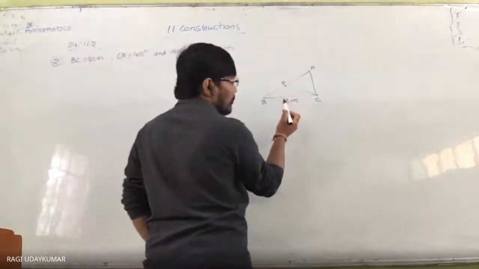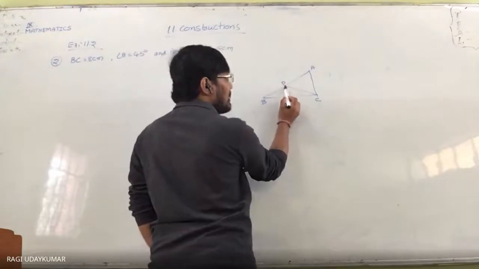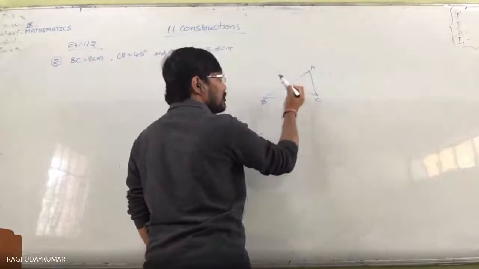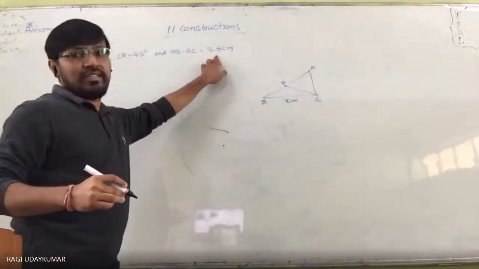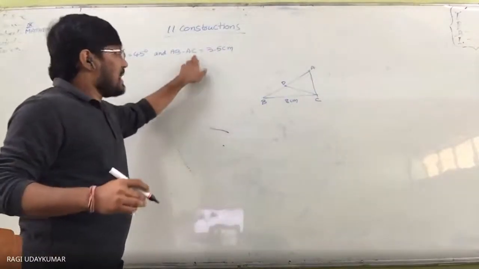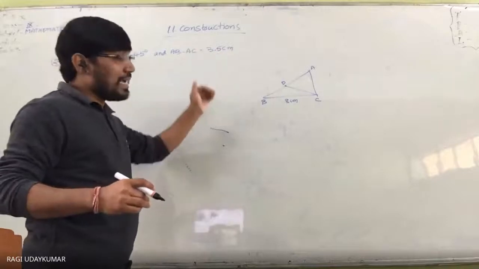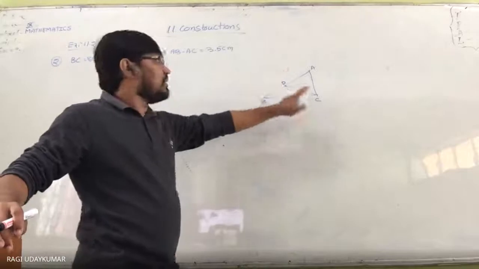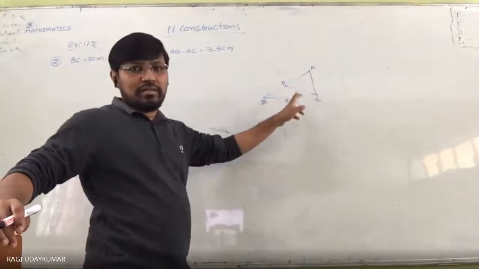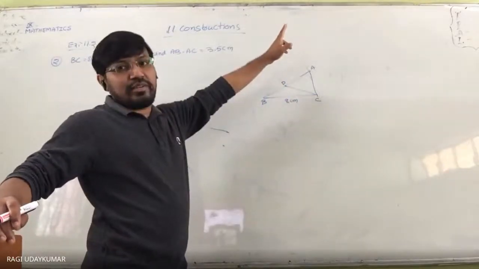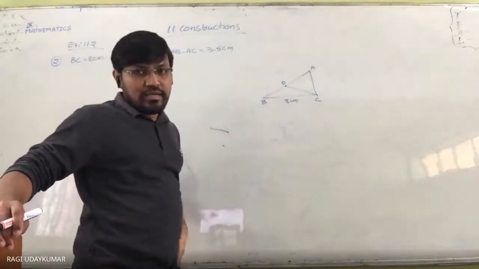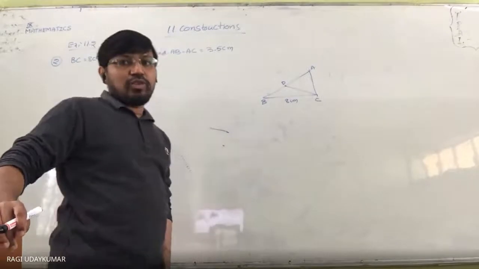So what you have to do here? D is a point here, taken such that AB minus AD should be equal to 3.5. AB minus AC is given, so AB minus AD you construct, and the D point you will get. After getting the D point, join CD and construct the perpendicular bisector of CD. Then it meets at a point A. So this is a way to construct it.